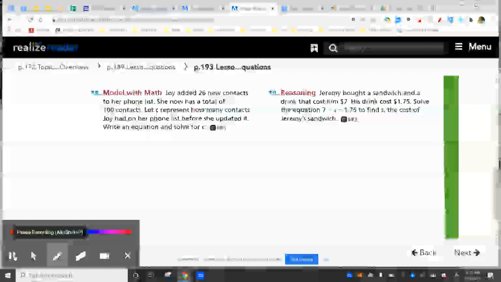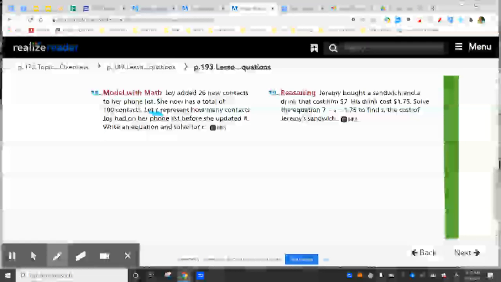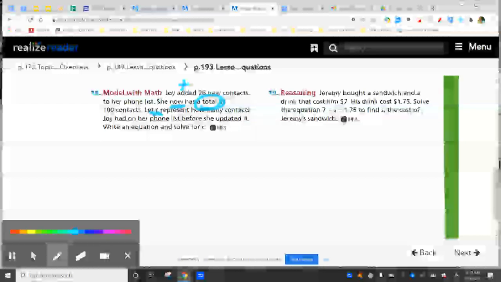We're also going to look at question 18. Read it with me. Joy added 26 new contacts to her phone list. She now has a total of 100 contacts. Let C represent how many contacts Joy had on her phone list before she updated it. So C is representing the contacts that Joy had originally, how many she started with. Then she added, so again, think of the operation there. You're adding on 26 new contacts, and now she has a total of 100.